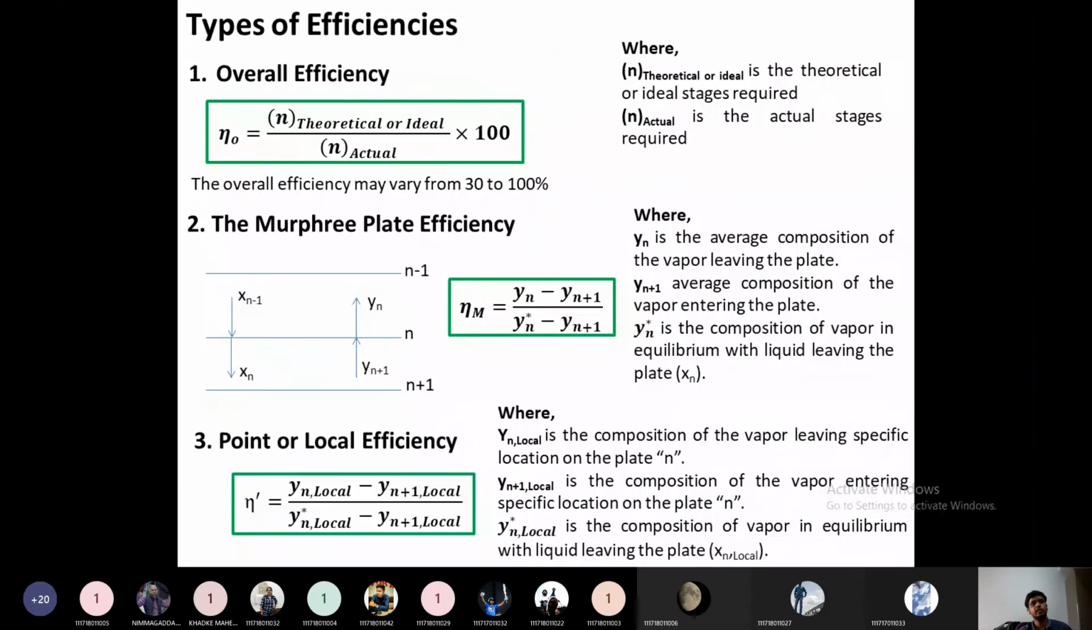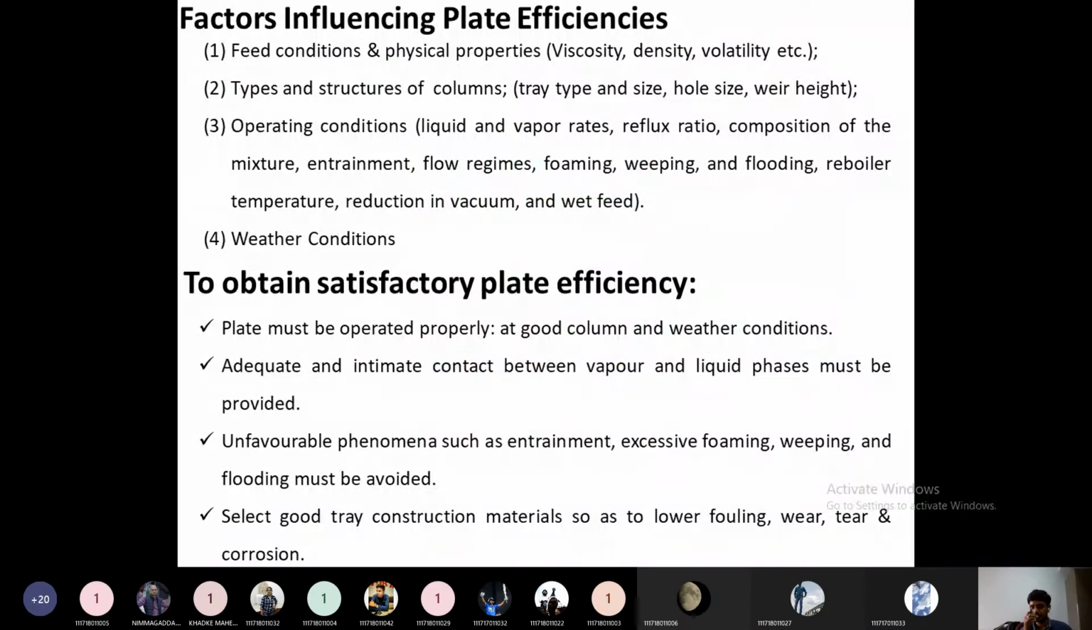Then we completed these types of efficiency, and the last topic in this unit is factors influencing the plate efficiencies. We have defined various efficiencies. Now what are the factors that will influence the efficiencies? The first factor is feed conditions and physical properties. Feed conditions, we already know there are 5 types: one is a cold feed, one is a saturated liquid, then saturated vapor, partial vapor, superheated vapor. Like this, 5 different conditions are there.